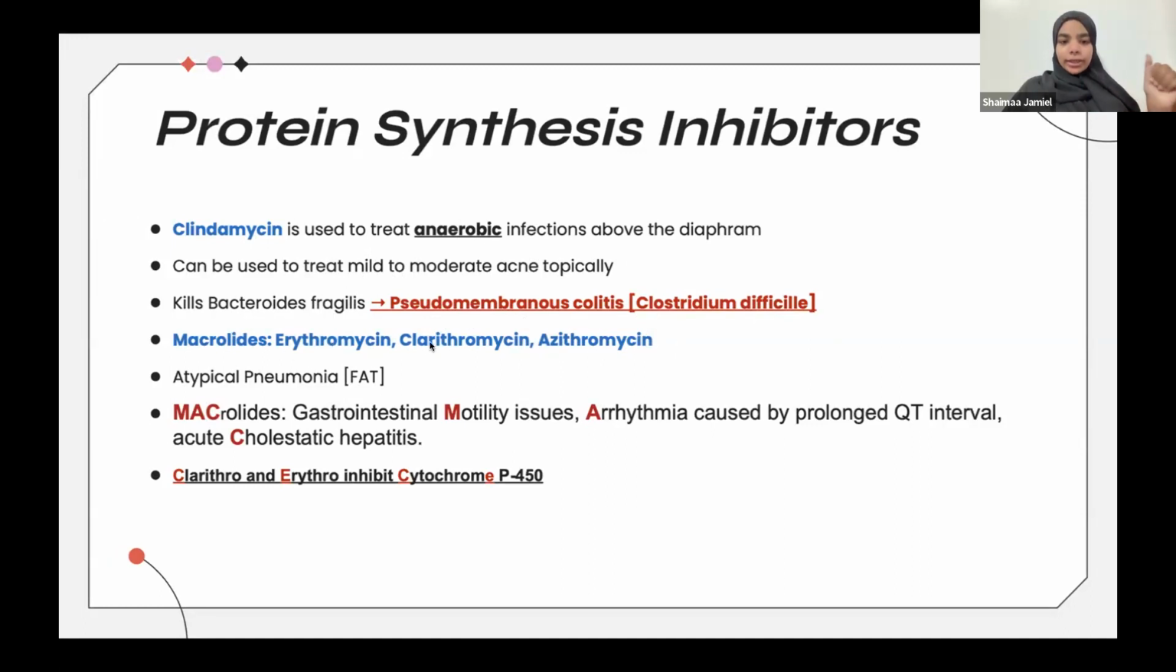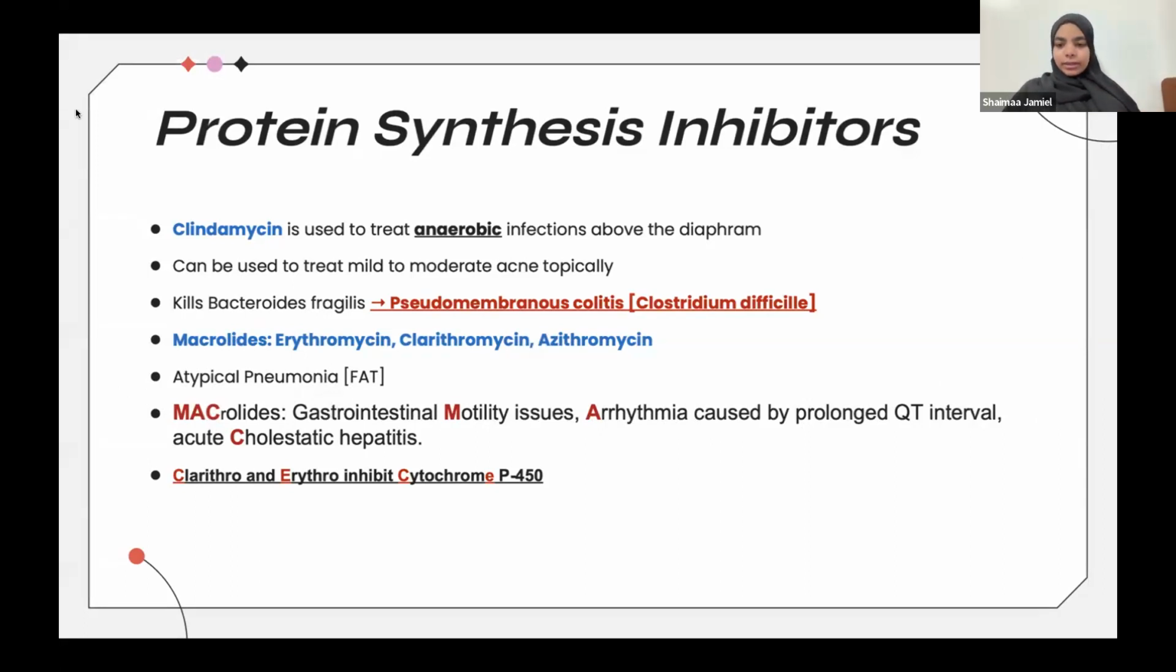Then macrolides, which are erythro, clarithro, and azithro. And again, they are going to treat atypical pneumonia and every other type, gram-positive cocci, gram-positive bacilli. It has a lot of things, but it's important for atypical. And their side effects, think of the MAC part of macrolides. So gastrointestinal motility issues, arrhythmias caused by prolonged QT. This is very important. You're going to learn later another drug, fluoroquinolones, which also prolongs QT interval, so you cannot use them together, okay?